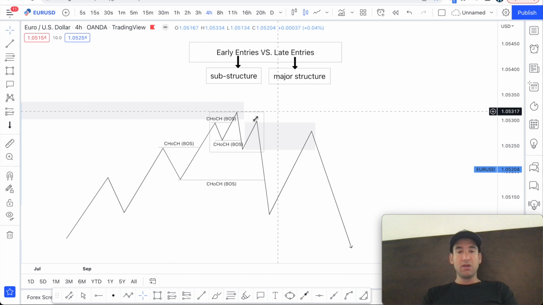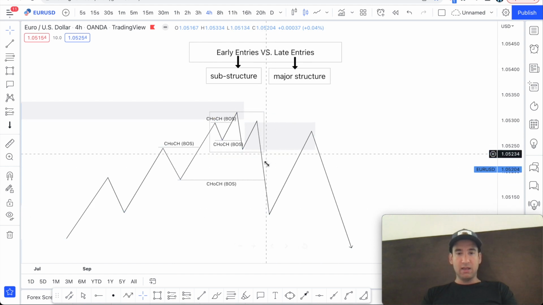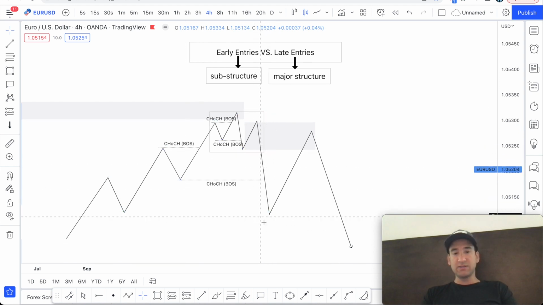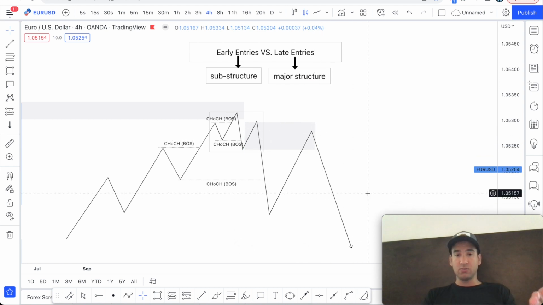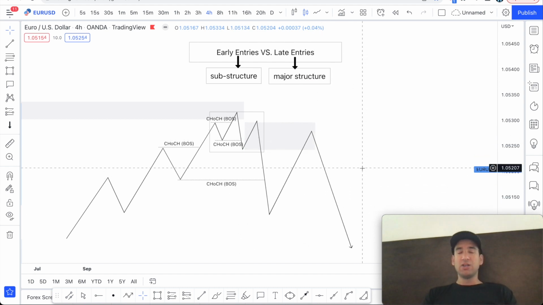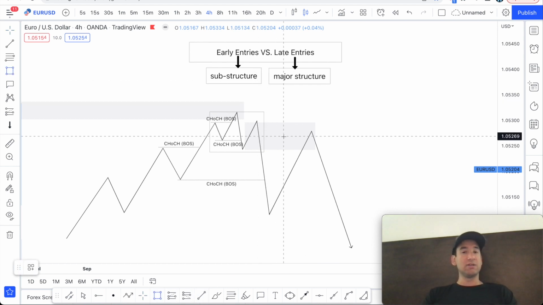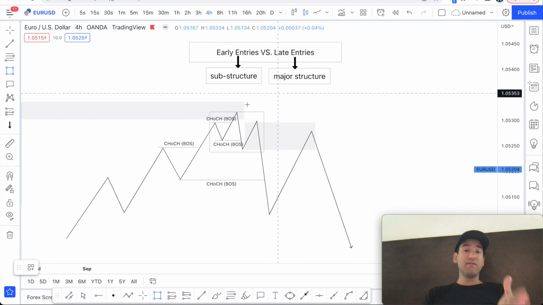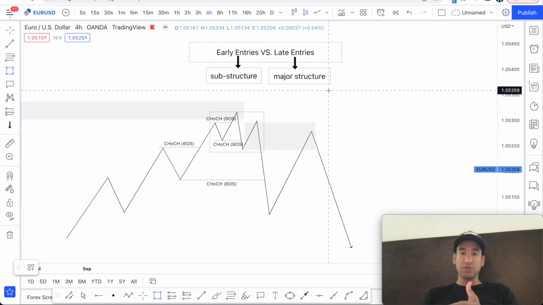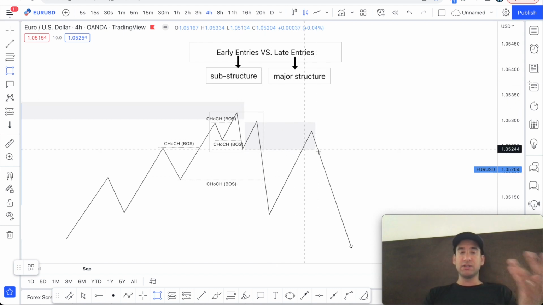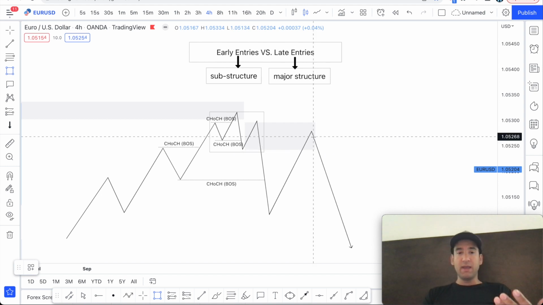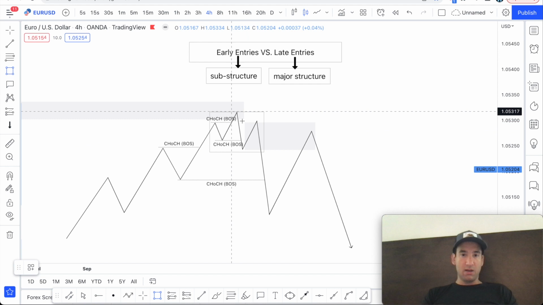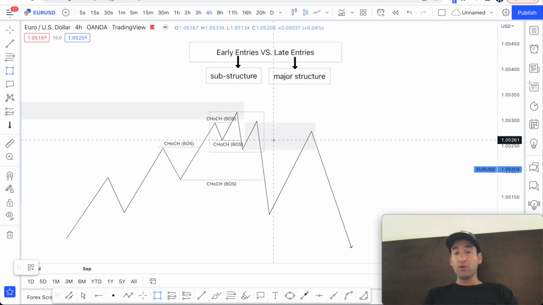You can see here when prices extended and impulsively moved to the downside, we would just wait for price to retrace now to the supply area and wait for prices to then continue in this direction, okay? So if you can try and use this model, just understand how early entries and late entries work based off of the substructure and major structure, then you'll be able to better see how the market is performing based off of how the structure is forming in the market.